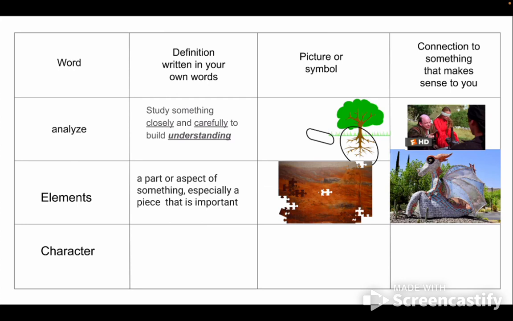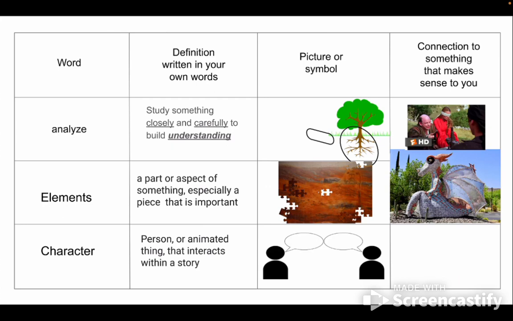The third word that we're going to look at is character. And the definition for that is a person, or sometimes even a thing, that interacts within a story. So this was an easy picture for me. Two people talking, they're interacting, I'll remember character. And then I want you to remember the difference between an actor and a character. So the actor, Johnny Depp, plays the character, Jack Sparrow. Those are the differences there.